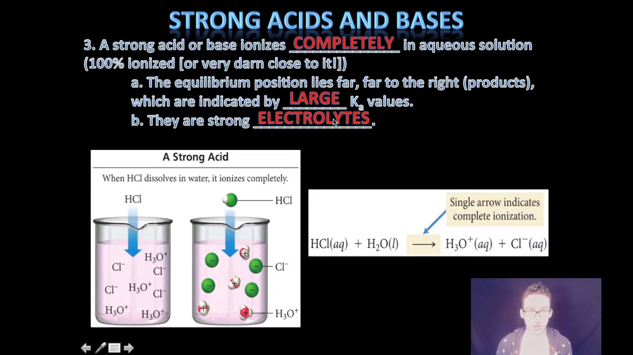They're also very strong electrolytes because we have all these charged particles in solution. And in fact, many times we don't even use the equilibrium arrow. We just use a single arrow indicating that the reverse reaction isn't even going to play a role here. So your equilibrium constant values for strong acids are very, very large.